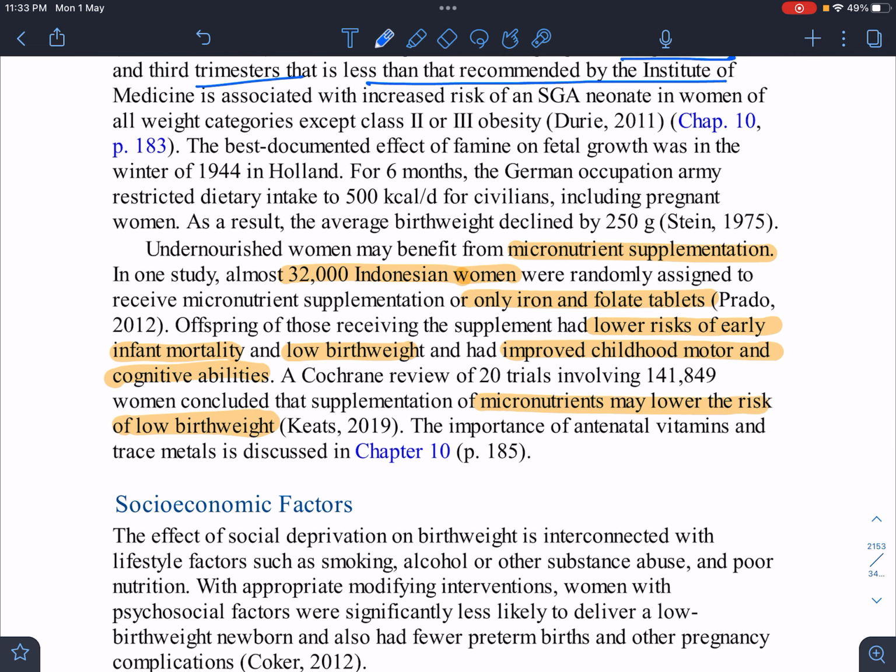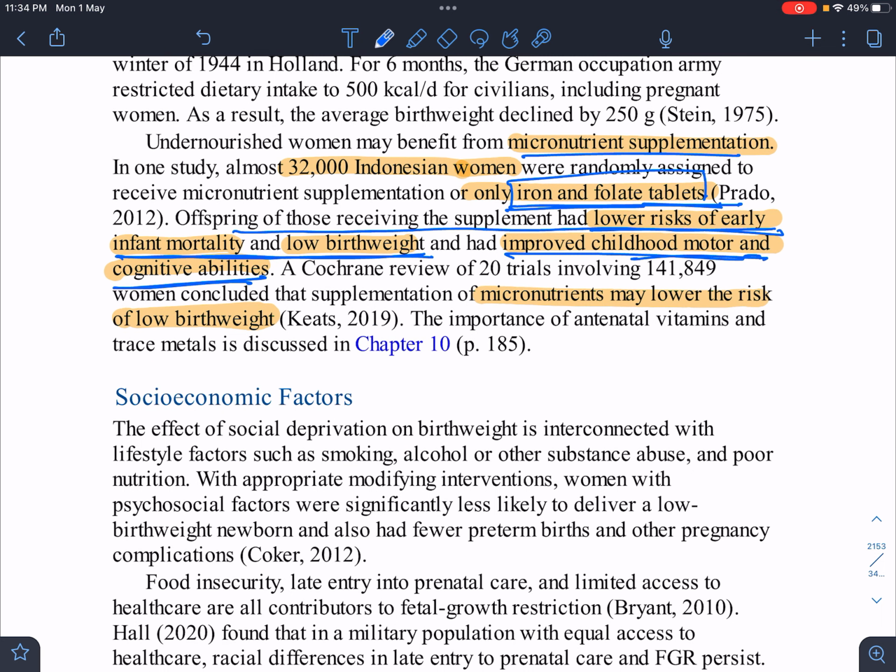Now what you have to see, if you give micronutrient supplementation, if they were assigned only iron and folate, offspring of those receiving the supplement had lower risk of early infant mortality and low birth weight, and improved childhood motor and cognitive outcomes. That's why the whole Indian system of giving iron folic acid, where we stress so much on iron folic acid, is important, because when you supplement these women, there is evidence of lower risk of early infant mortality and lower incidence of low birth weight. Okay, and motor and cognitive abilities are also included. But other micronutrient supplements may not be so useful.